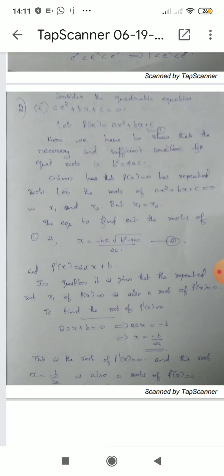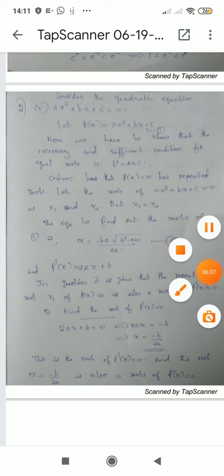Then, at the beginning we have to show the necessary and sufficient condition for equal roots. Rolle's theorem says that in between roots of a function you can find at least one root of its derivative. So in order to find the roots of the derivative, we have to find the derivative. What is f of x? ax square plus bx plus c.